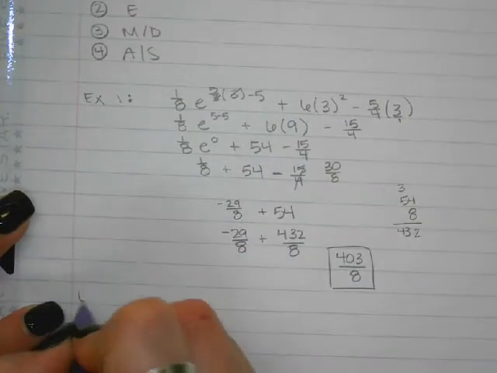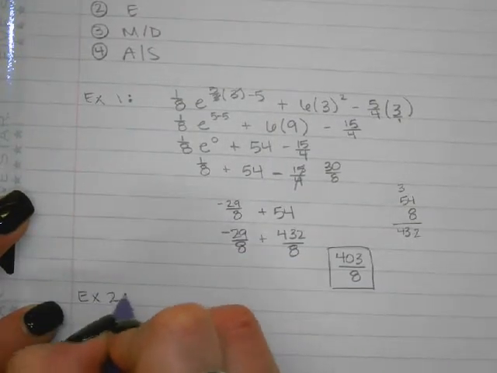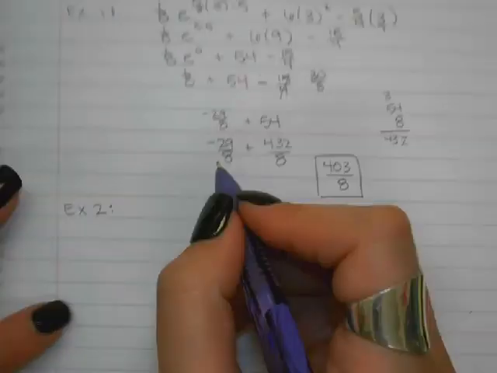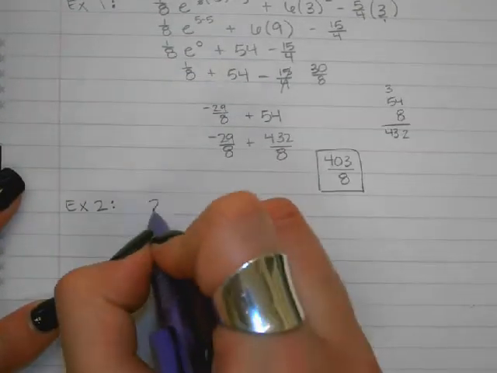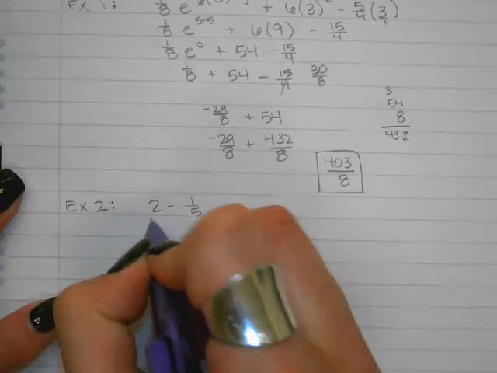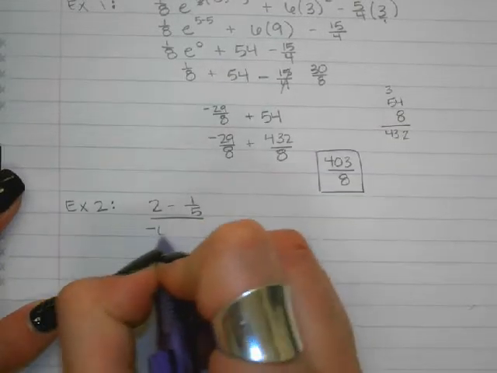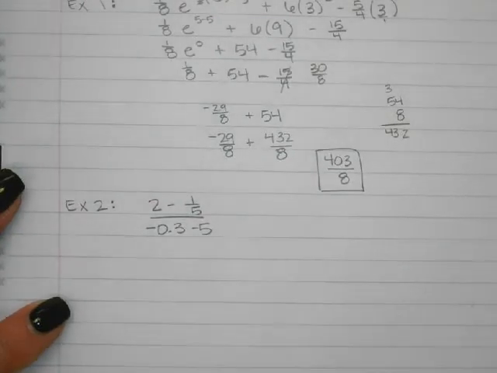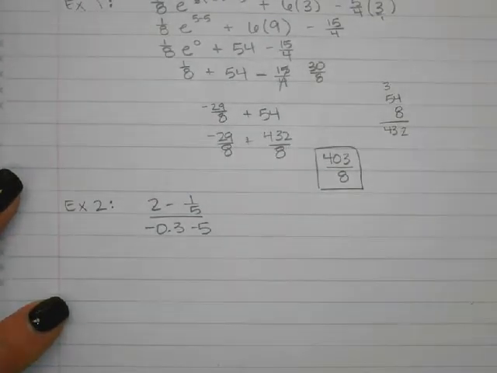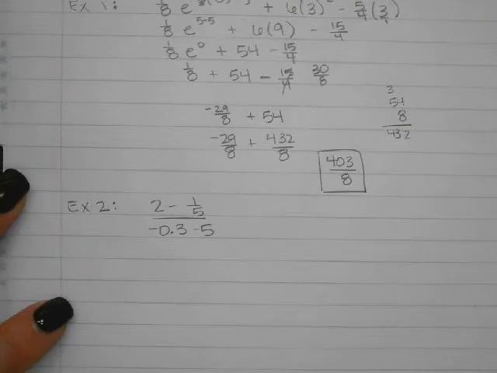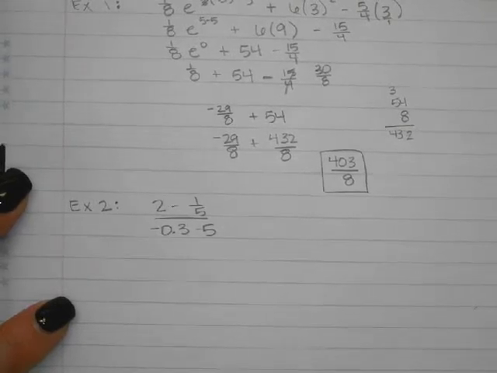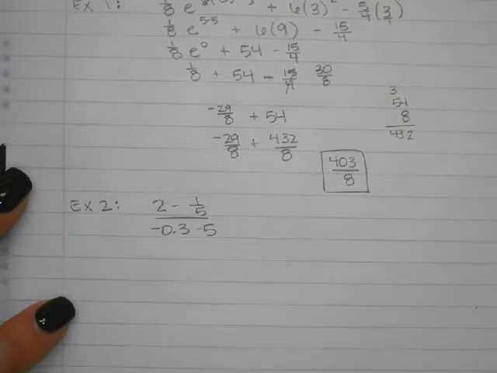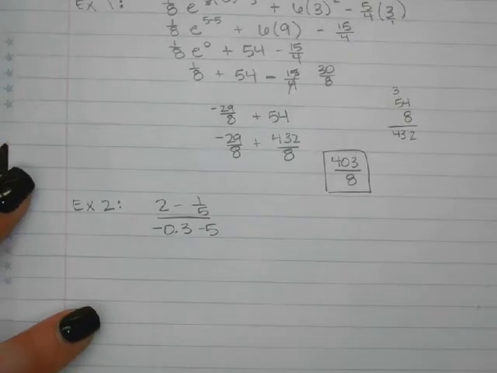Example 2. So here we've got 2 minus 1/5 over negative 0.3 minus 5. So what I'm going to go ahead and do first is get this all written in terms of fractions. I know that a lot of students are more comfortable with decimals, but when you're working stuff by hand, fractions are a little bit easier to work with, in my opinion.